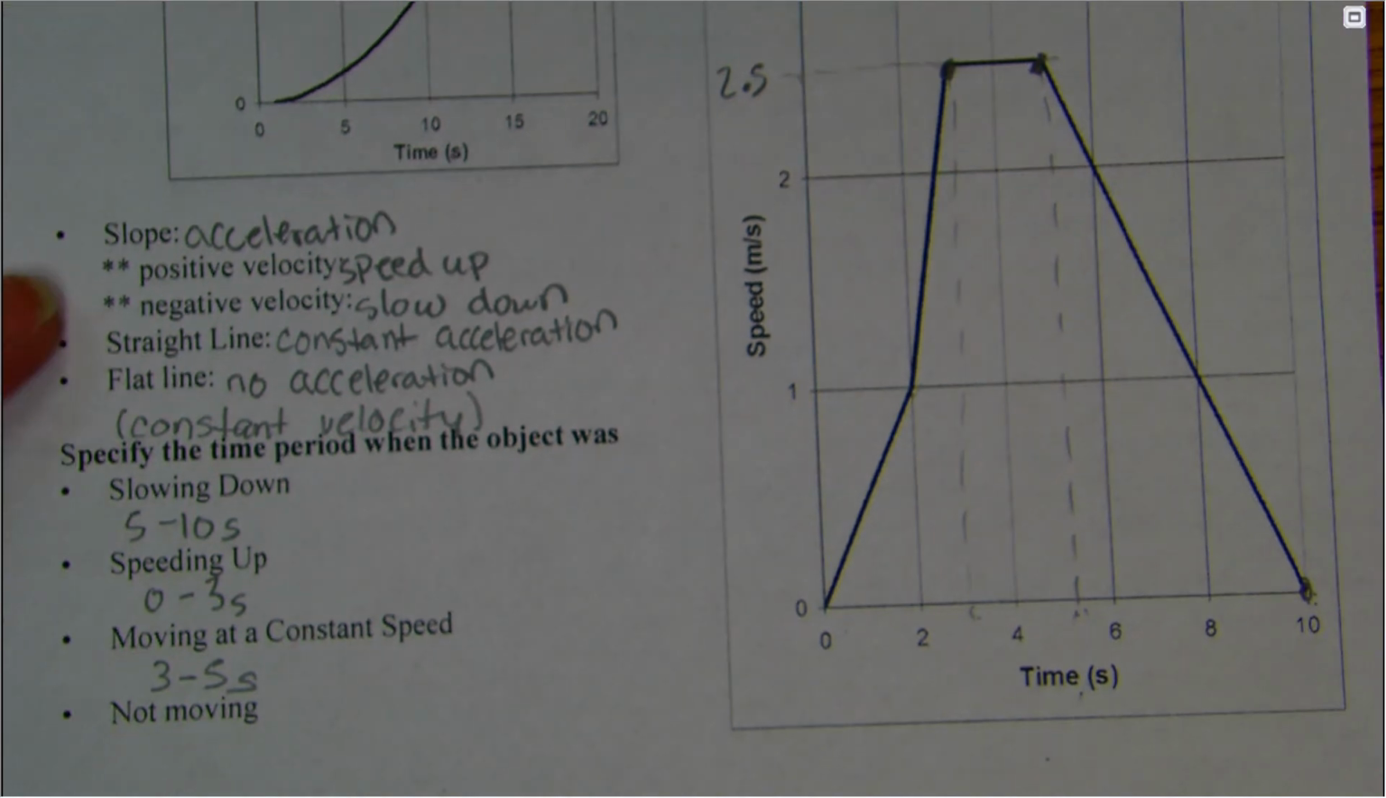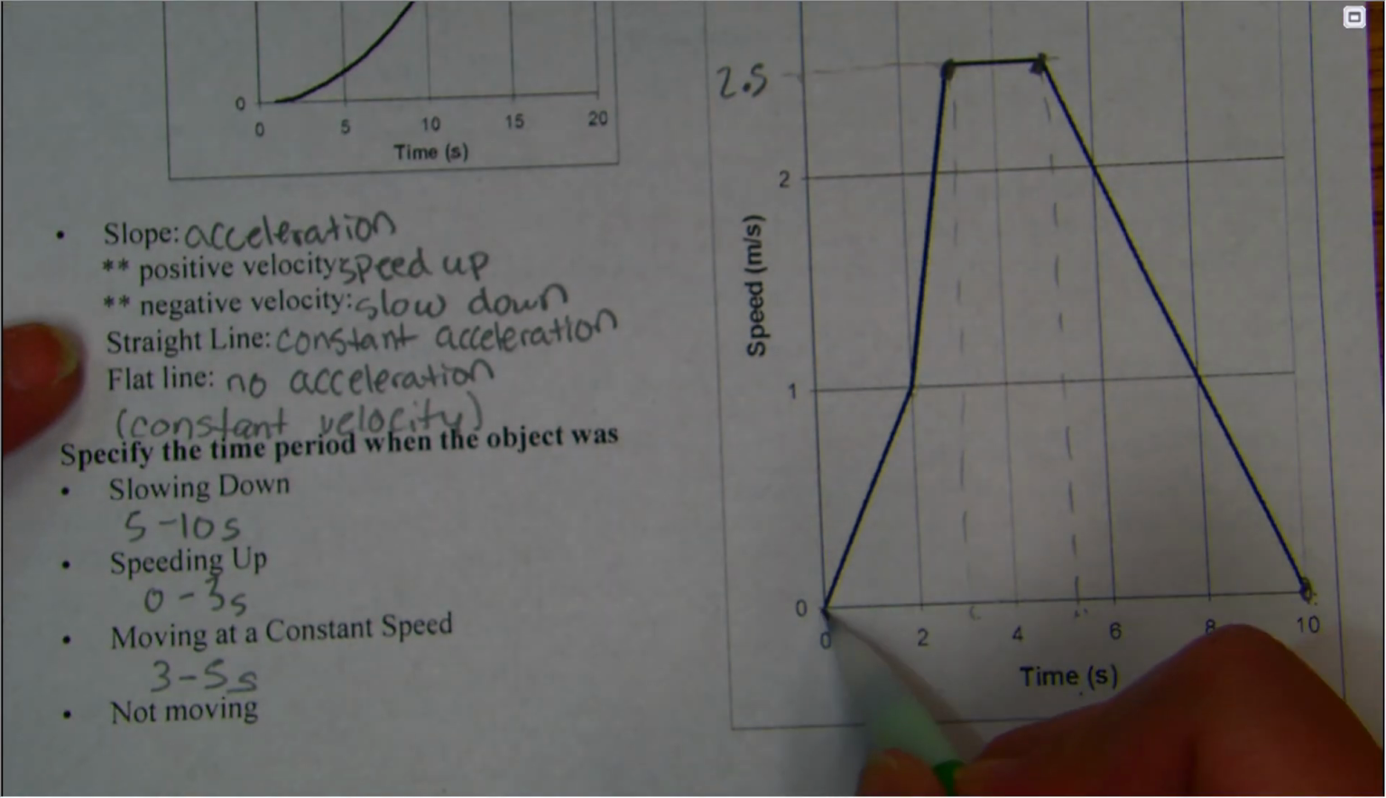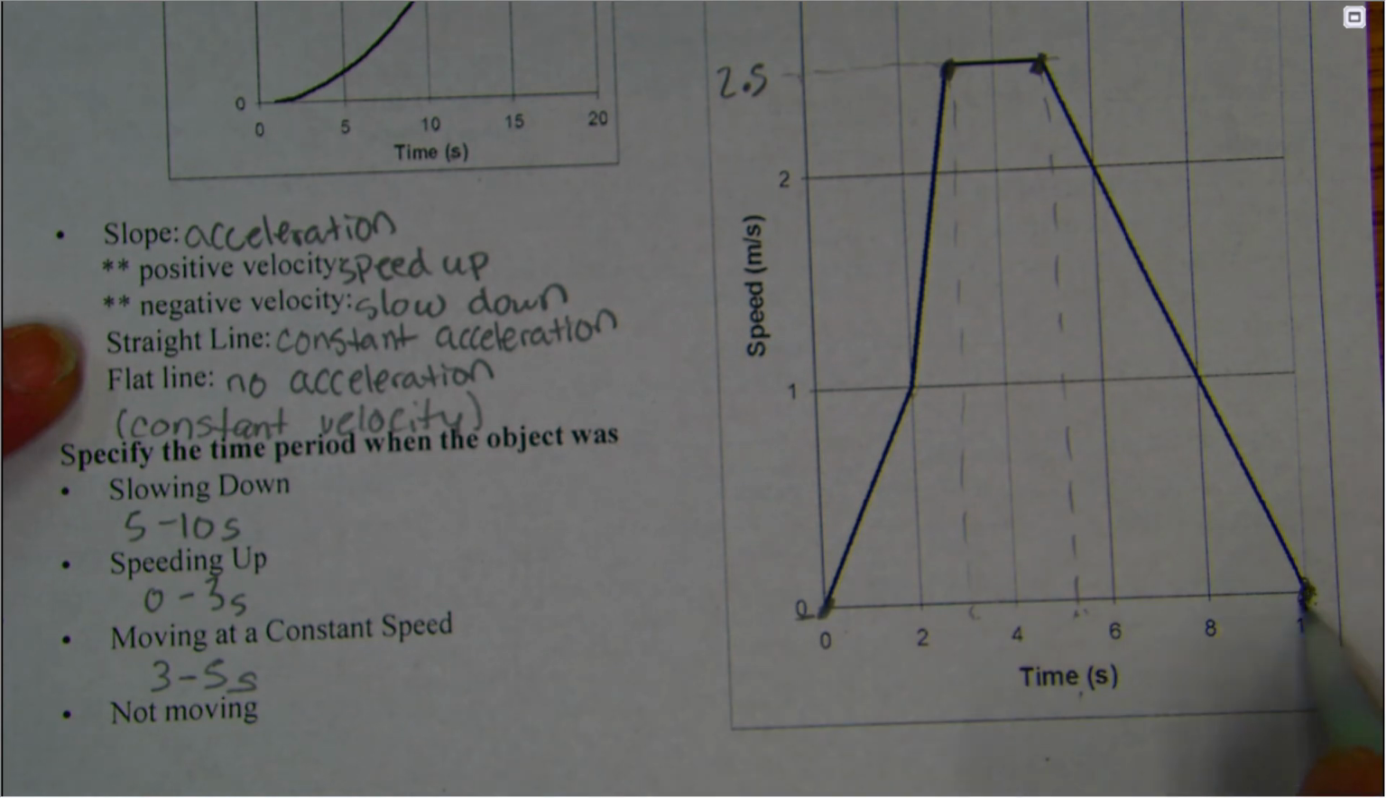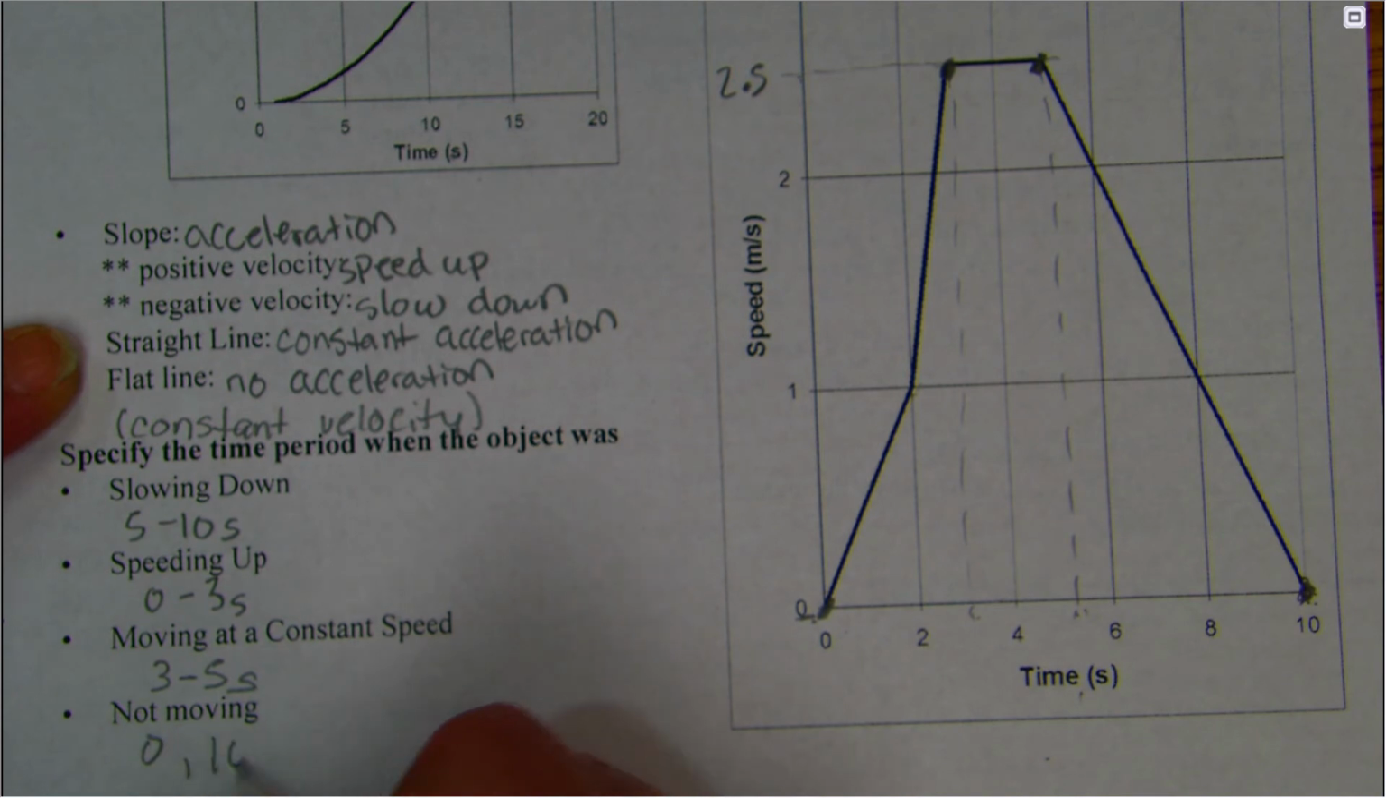And at what point am I not moving? At time 0, my speed is 0. And at time 10, my speed is also 0.